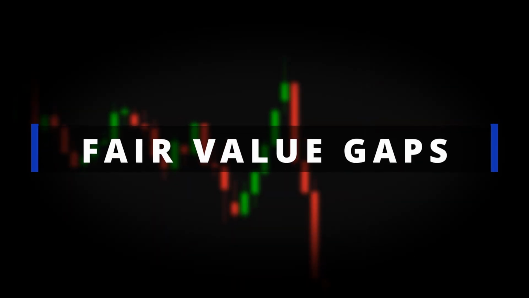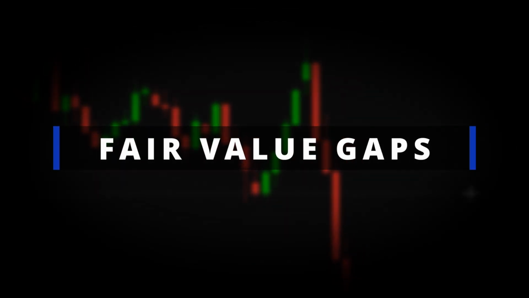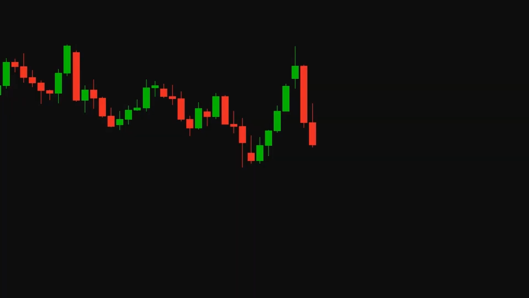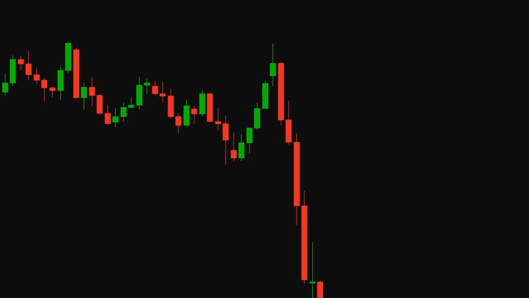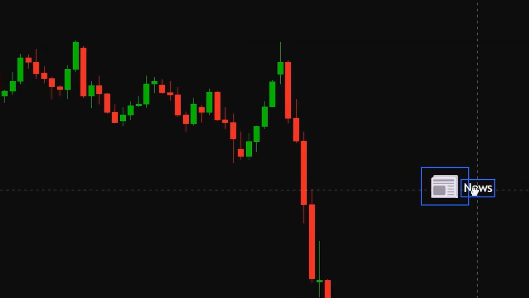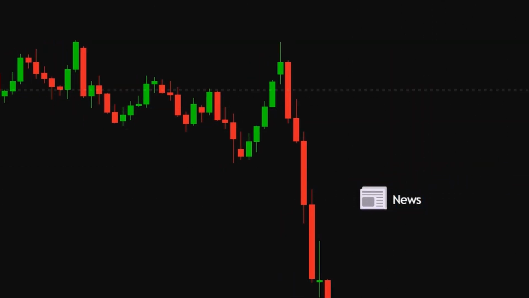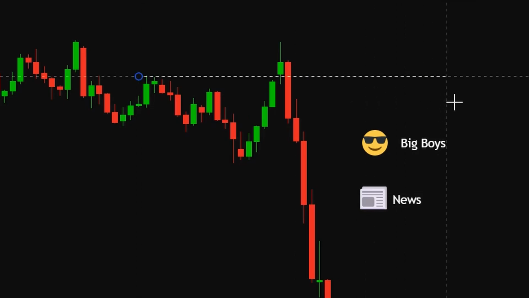Alright, let's nail down exactly what a fair value gap is. A fair value gap forms when price moves so aggressively, usually on news, a big player entering, or liquidity being swept, that the market skips an entire price zone with almost no trading activity in it.